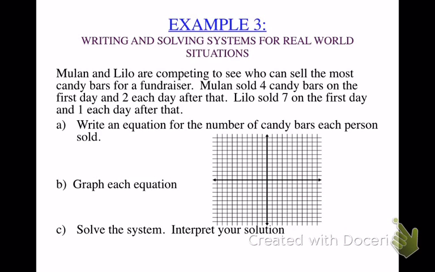Okay, so now let's look at how this applies, and you'll find that linear systems probably have more application to what you do in real life than just about anything else that we're going to do. Mulan and Lilo are competing to see who can sell the most candy bars for a fundraiser. Mulan sold 4 candy bars on the first day and 2 on each day after that. Lilo sold 7 on the first day and 1 on each day after that. So write an equation for the number of candy bars each person sold.